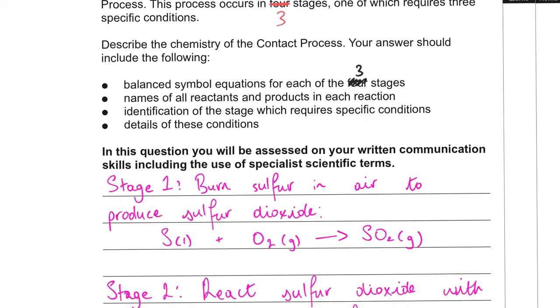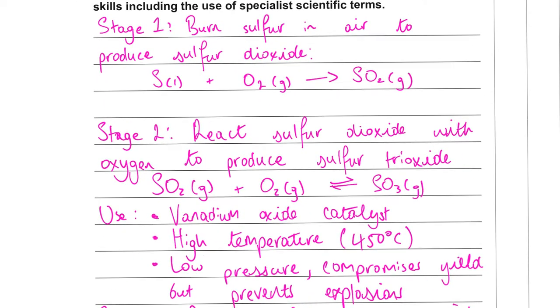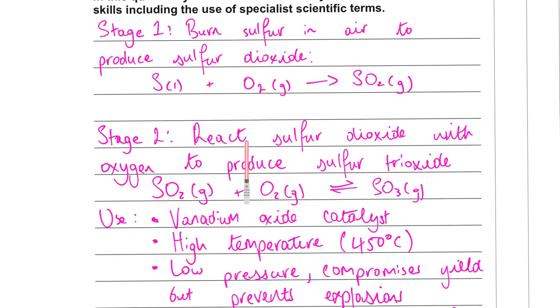My second stage in the contact process is I react sulfur dioxide with oxygen to produce sulfur trioxide. And look, I've made sure, again, it's balanced, and I'm going to actually check. I've made a little mistake in my one here, so I'm just going to make sure I've got that right. Make sure we got 2s there.